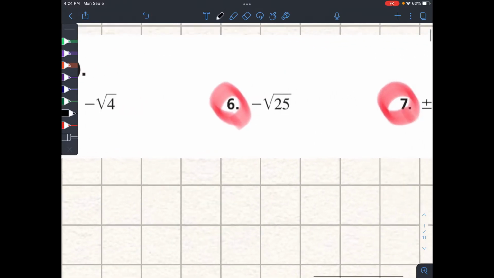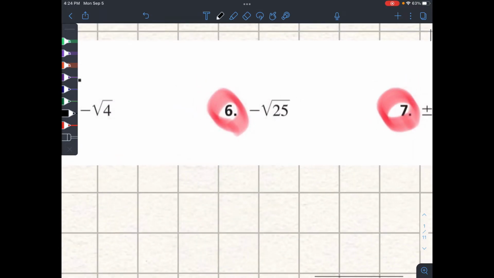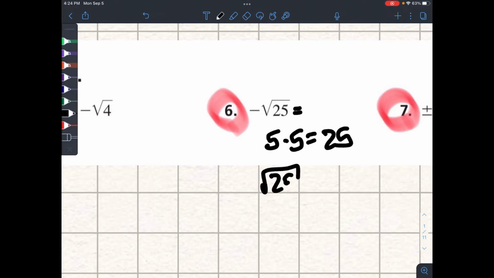I'm going to do one here with a negative sign in front. Again, what number multiplied by itself is 25? And we remember that 5 times 5 is 25. So the square root of 25 is 5. Careful, there's a negative sign in front, so we need to carry that negative sign in front here too.